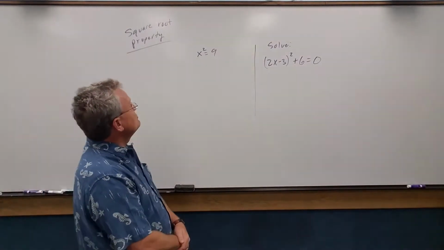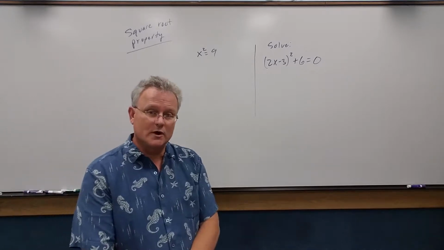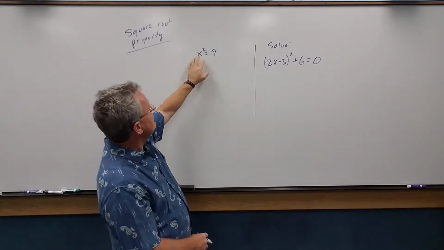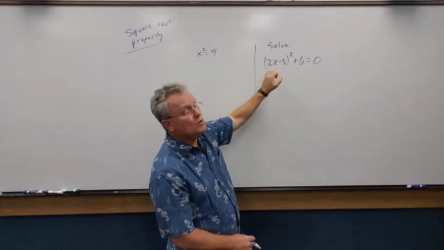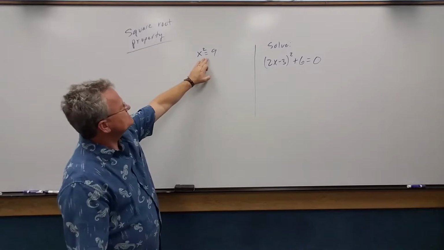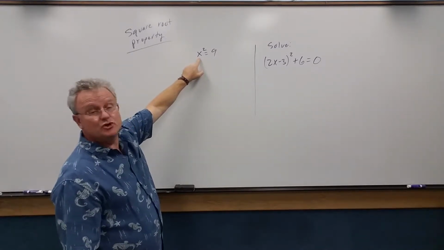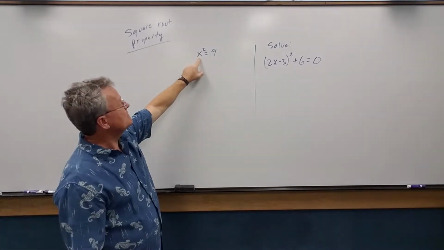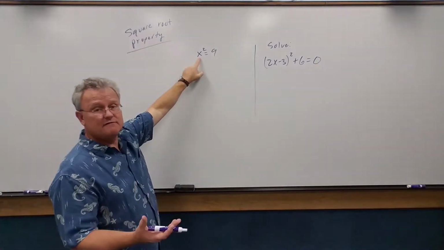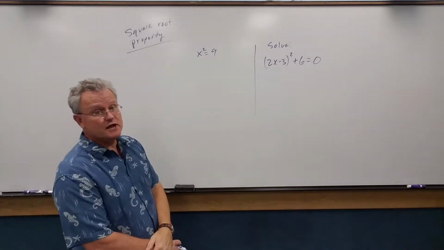Okay, in this example, we're going to talk about solving quadratic equations using the square root property. This property can be used when we have some quantity that's squared and it's equal to a number. Let's first consider this. Notice there are two values of x that work here. 3 squared is 9, but -3 also works because -3 squared is also 9.